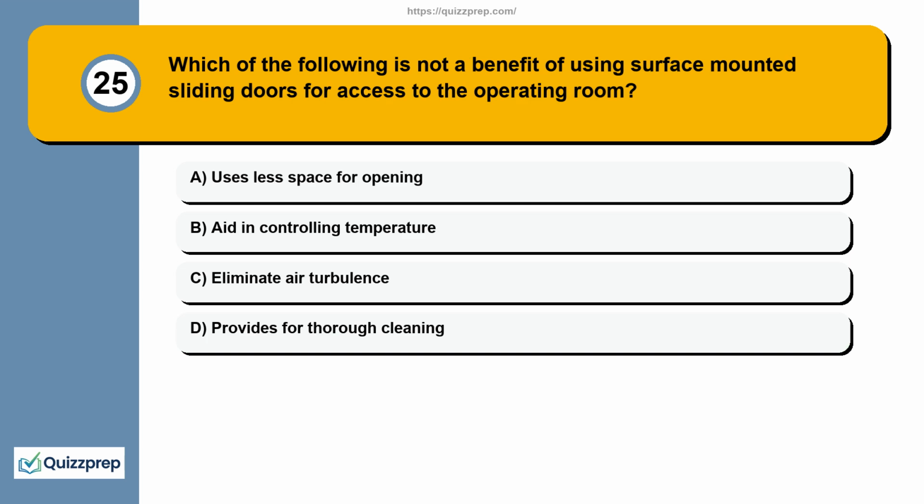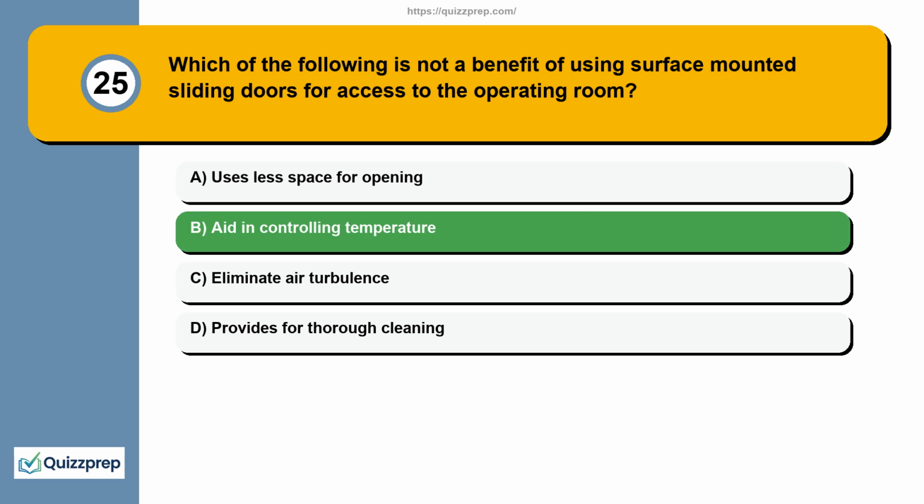Question 25. Which of the following is not a benefit of using surface-mounted sliding doors for access to the operating room? Option A, uses less space for opening. Option B, aid in controlling temperature. Option C, eliminate air turbulence. Option D, provides for thorough cleaning. The correct answer is option B, aid in controlling temperature.